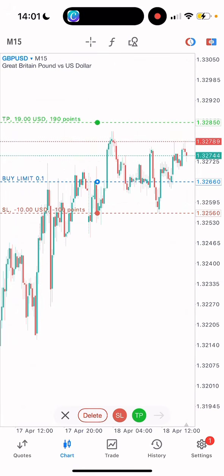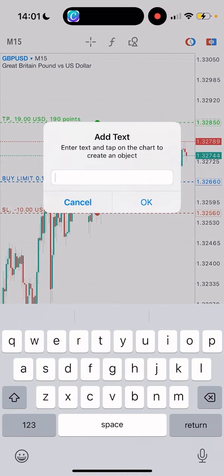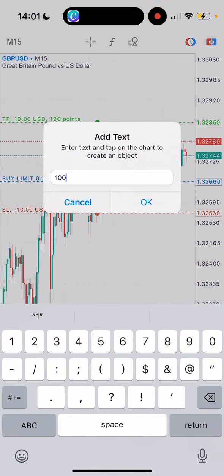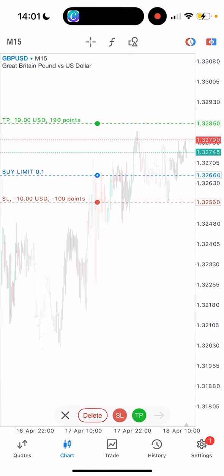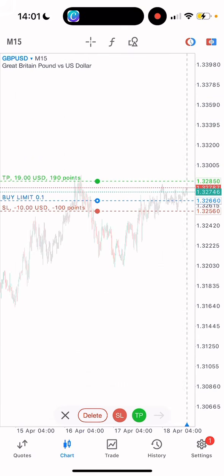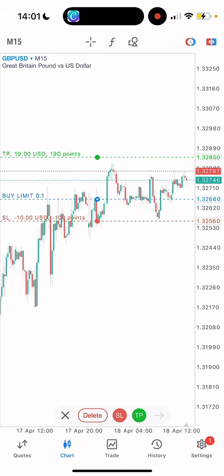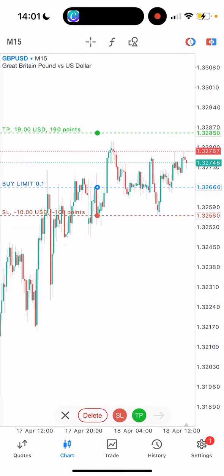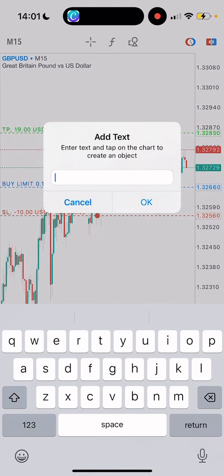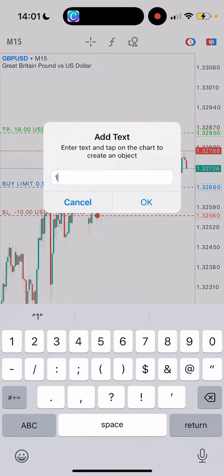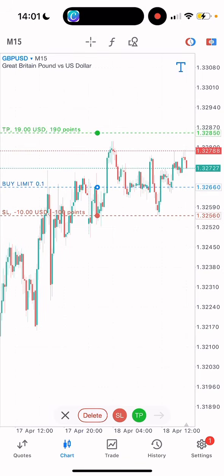Let us do it like this. Imagine you have an account that is $100. Let's say you have an account that is $100. I don't know where that text went. Let me write it again. Enter text and tap on the chat to create it. $100. Okay, tap on the chat here.